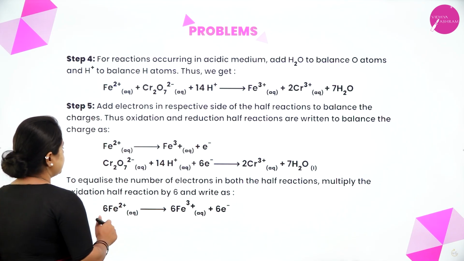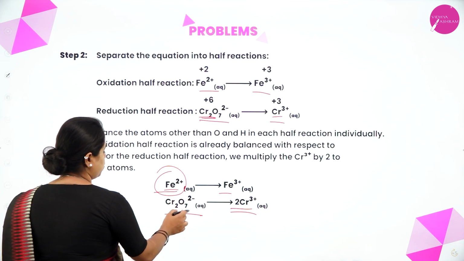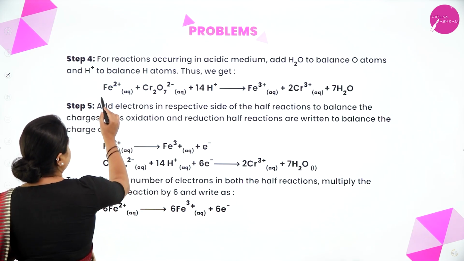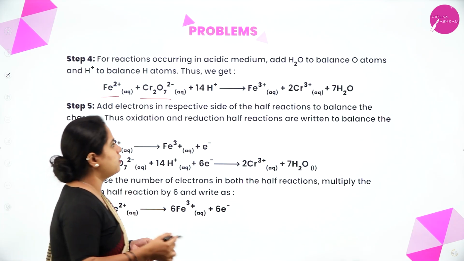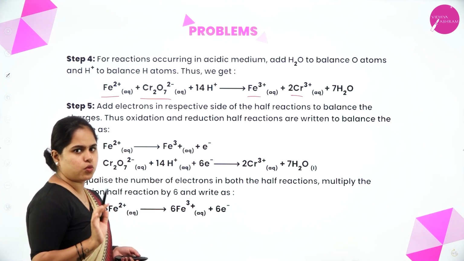So let's see, it is given Fe2+ to Fe3+, right? On the reactant side, you have Fe2+ and Cr2O7 2-. We are going to combine both of the equations. So Fe2+ and Cr2O7 2- gives Fe3+ and 2Cr3+. This is what the equation is.